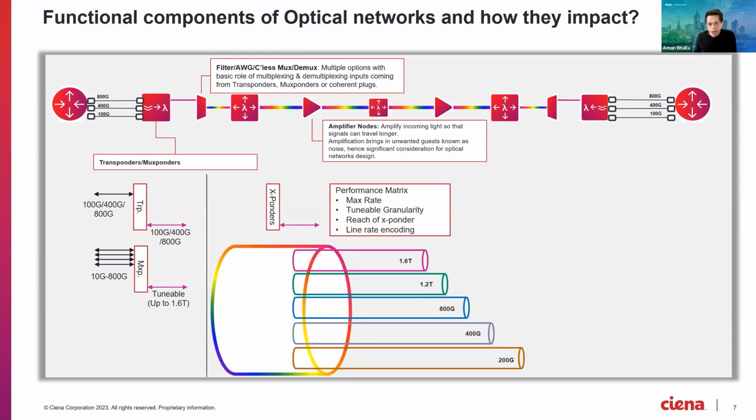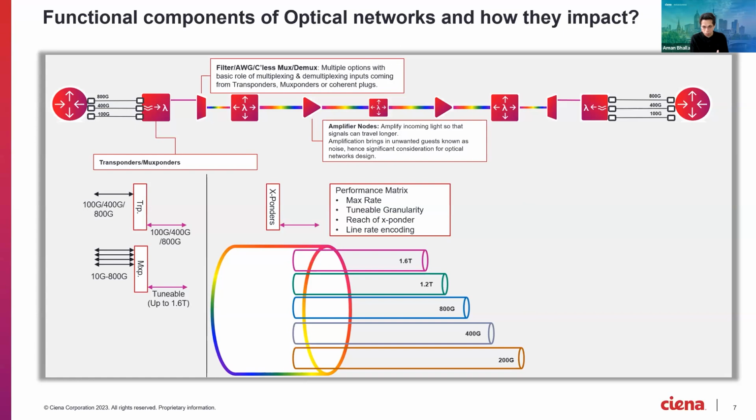Just a bit of appreciation: how do you select these transponders? What are the performance metrics? Some of the things which need to be considered are: what is the maximum rate it can give me? What's the tunable granularity? When I talk about tunable granularity, as you see, it can tune up to 1.6 terabits, but you don't want to deploy that if you don't need it. For example, if you need only 400 gig, you don't really want to start spending money to have a 1.6 terabit.